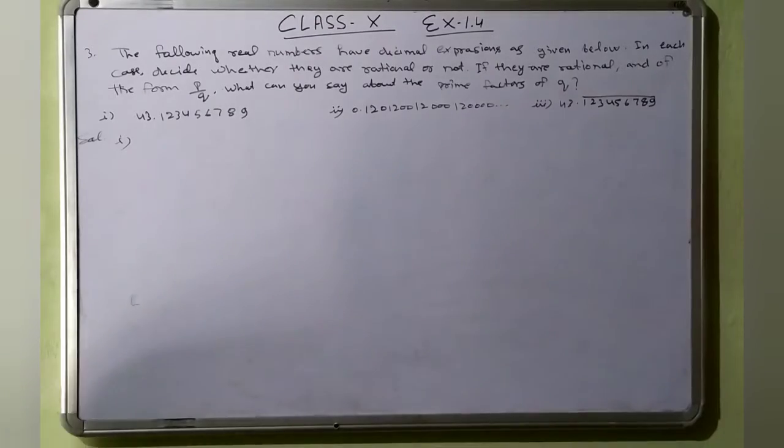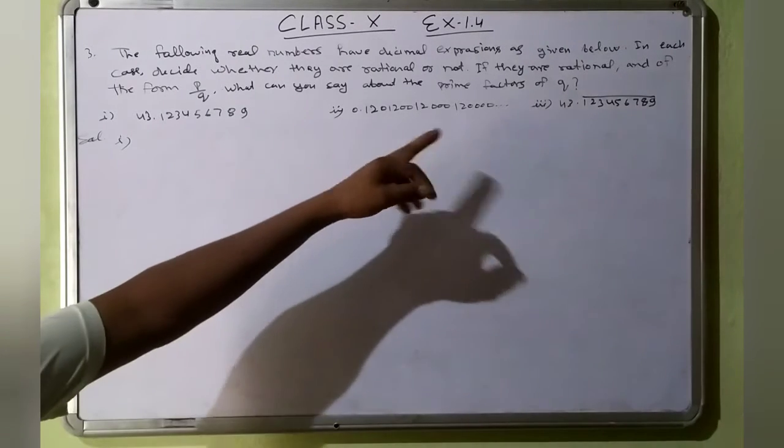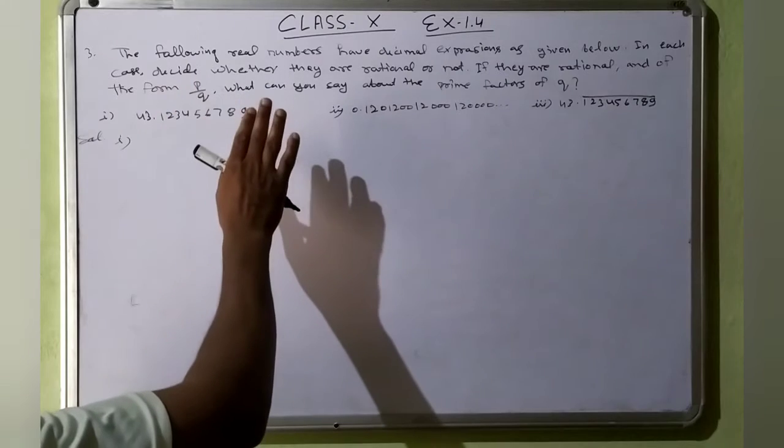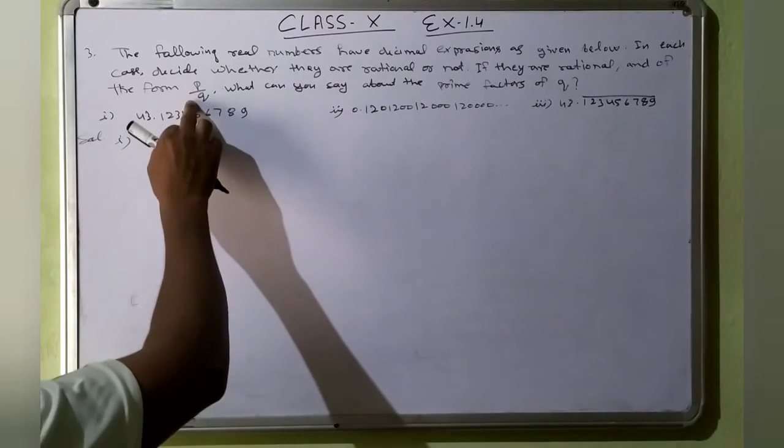Okay. Now question number 3. The following real numbers have decimal expressions as given below. These three parts. In each case, decide whether they are rational or not. If we are able to write it in p upon q, that means it is rational. If we are not able to write it in the form of p upon q, it means that is not a rational number. If they are rational and of the form p upon q, if we are able to write this in p upon q, that means rational.